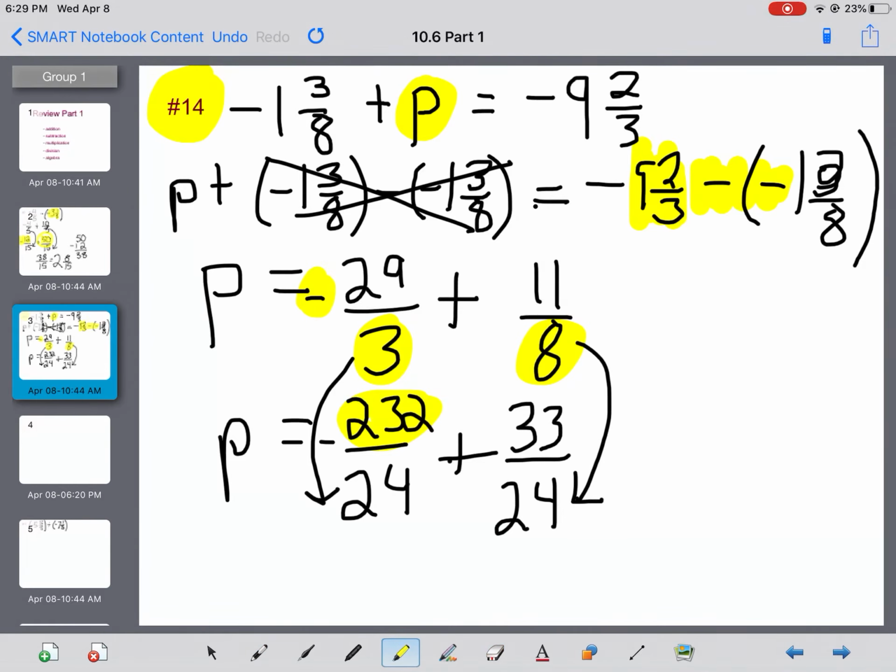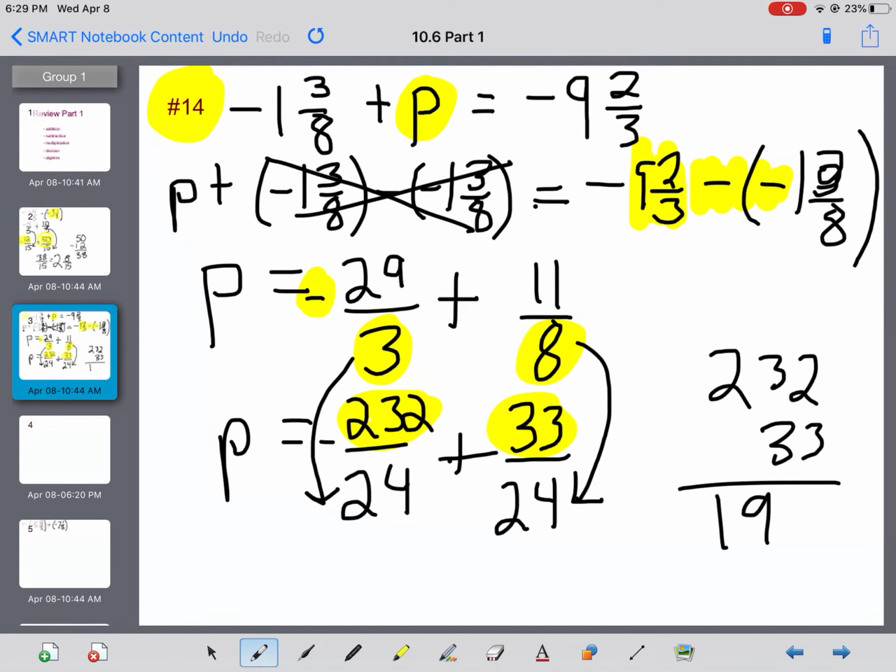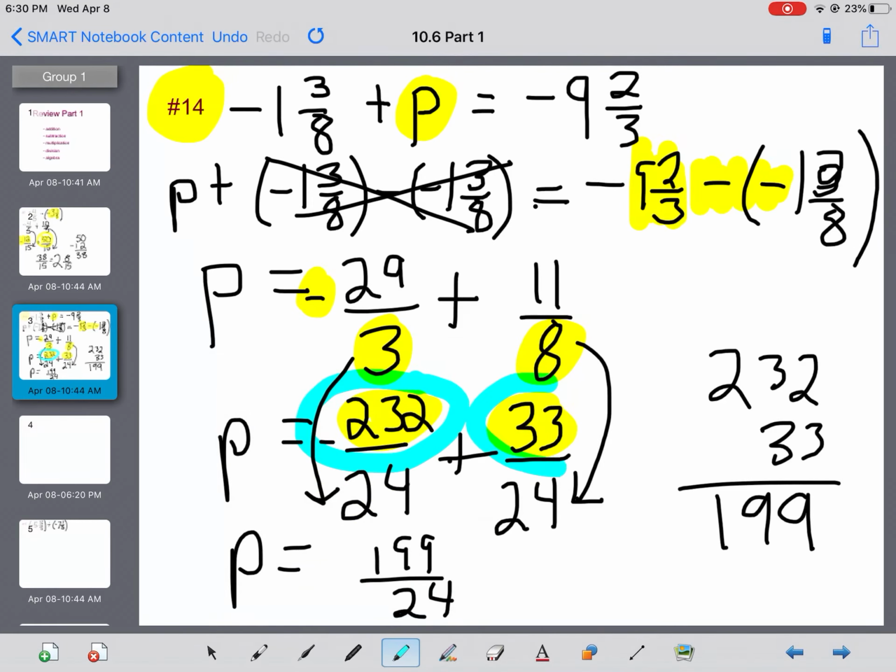Now over here, I find the difference between these two numbers. The difference between 232 and 33. Now this I can do mentally, because if it was 233 and I took away 33, it'd be 200. So I know the answer is 199. So I have 199 24ths. But again, go back. Is it positive or is it negative? Well, which one had the greater absolute value? The negative number. So that means my answer is negative.